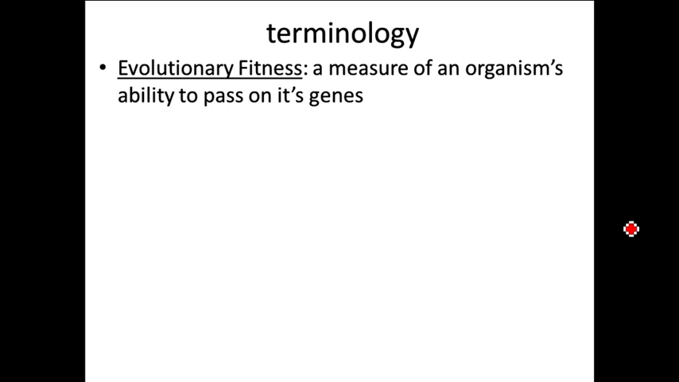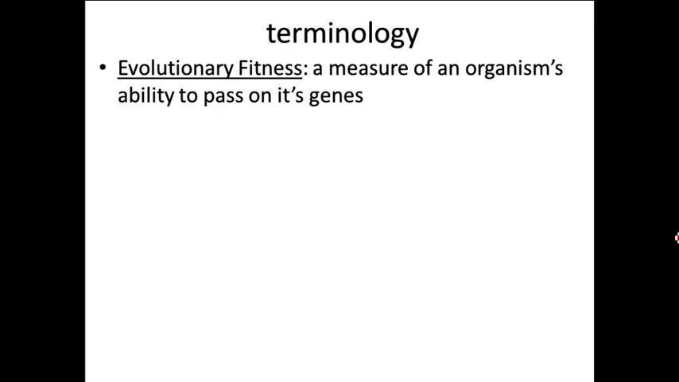Okay. An organism that has high evolutionary fitness is going to do a good job of reproducing, passing on its genes, making strong offspring that will also pass their genes on. And the opposite, an individual with low evolutionary fitness would either not reproduce very much, not reproduce at all, or maybe reproduce a lot but have really weak offspring. Okay.